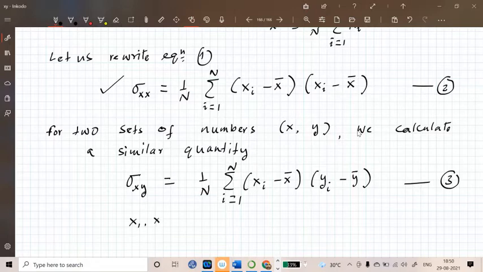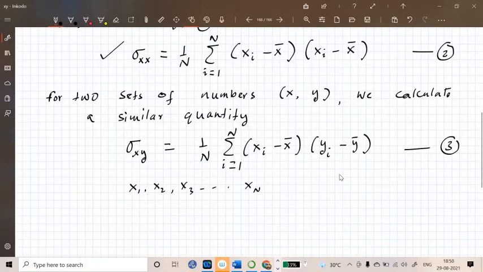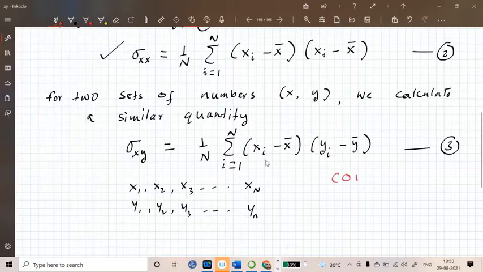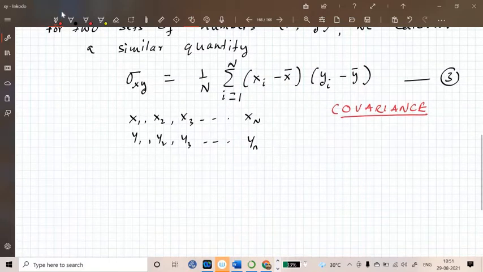We have x1, x2, x3 up to xn, and correspondingly y1, y2, y3, up to yn. Now, as we are looking at the relations between two sets of numbers, this formula is called covariance. So this is the formula of covariance. Of course, the co is important. This is the variance between two sets of numbers.